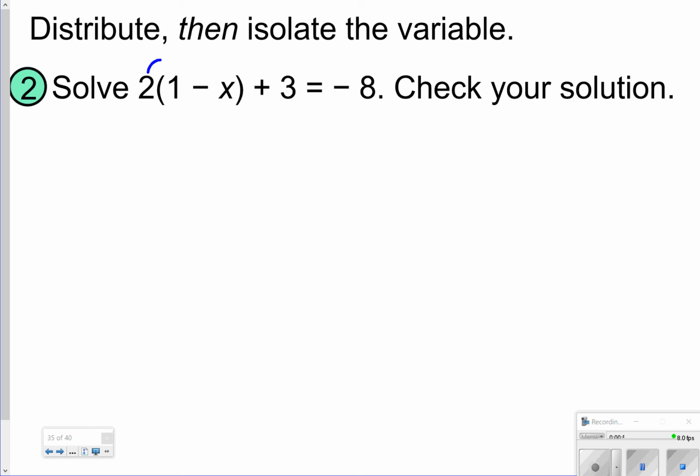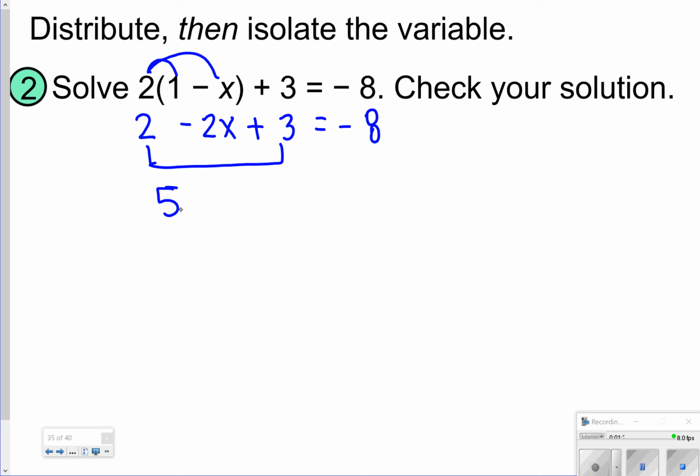So we're going to distribute the 2 to everything inside the parentheses. That just means 2 times 1, which is 2, and 2 times negative x, which is negative 2x. I'm going to bring down everything else, plus 3 is equal to negative 8, and then I can get started. So we're essentially just adding on one step from yesterday's lesson. Now I can combine some like terms. I have 2 and 3 that I can combine. So that'll be 5 minus 2x is equal to negative 8.